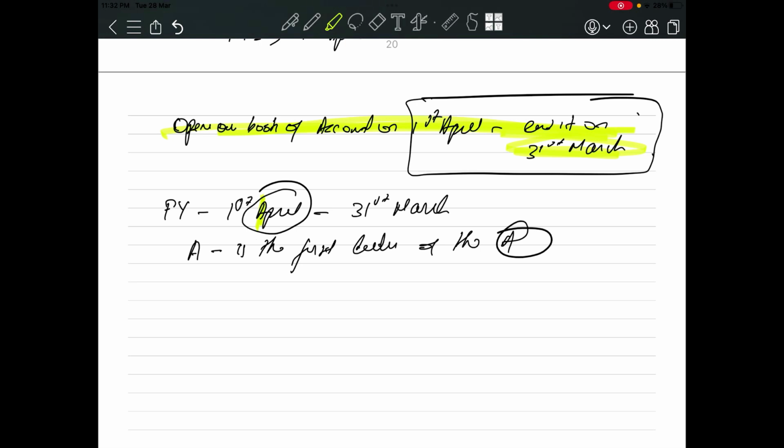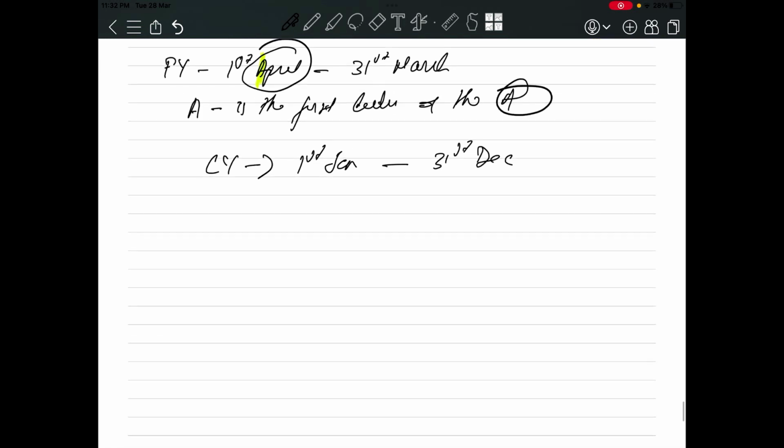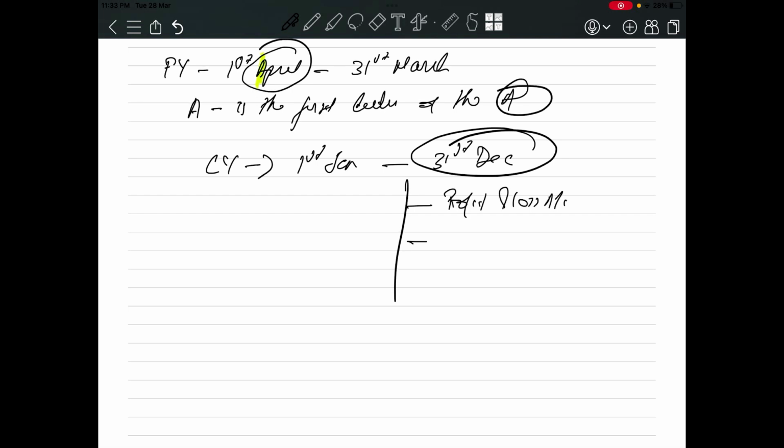But in most questions, you will use the calendar year as your accounting period, which means 1st January to 31st December. Now when this period ends on 31st December, you will prepare your profit and loss account, trading account and your balance sheet. Do you know the reason why we prepare these accounts?